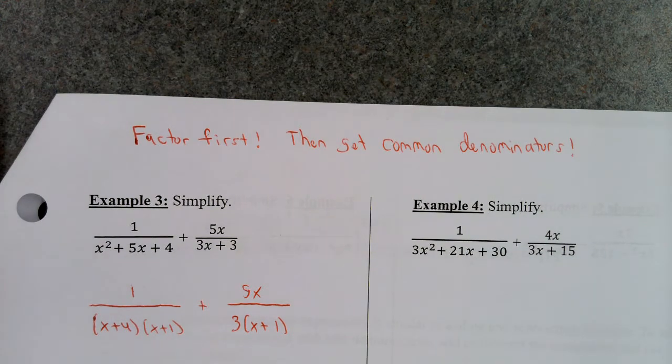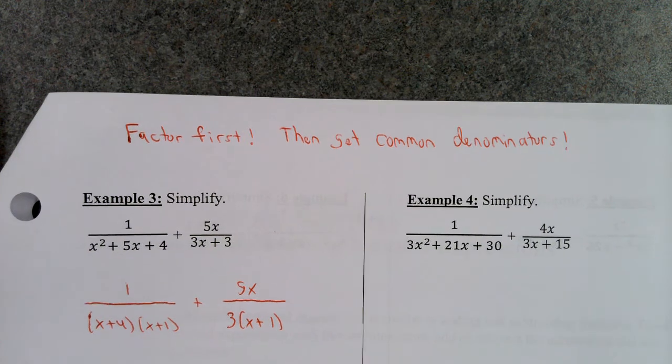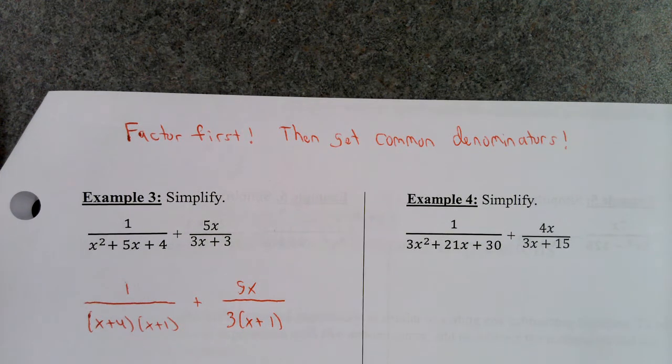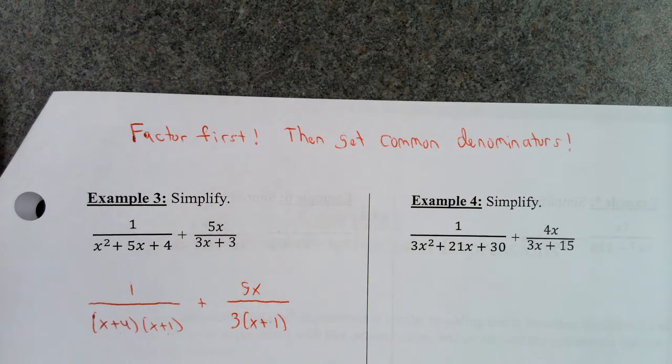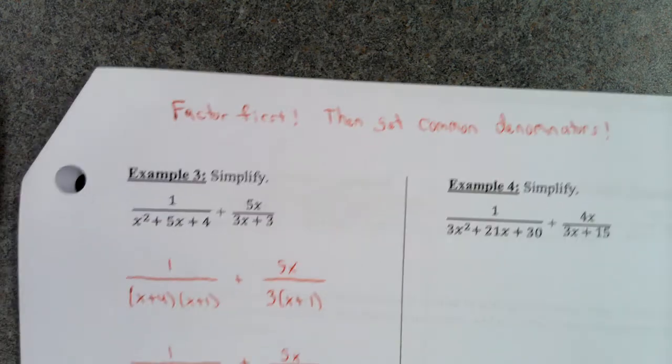Okay. So here's what I'm going to do. I'm going to try to get a common denominator. So in order to do that, I'm going to find the least common multiple of the denominators. Okay. Both denominators have an x plus 1. That's great. Okay. This denominator has a 3. This denominator does not have a 3. So what I'm going to do is multiply by 3 over 3.